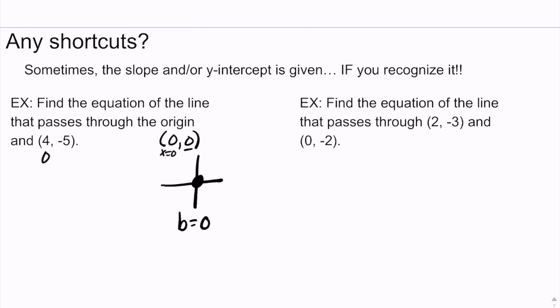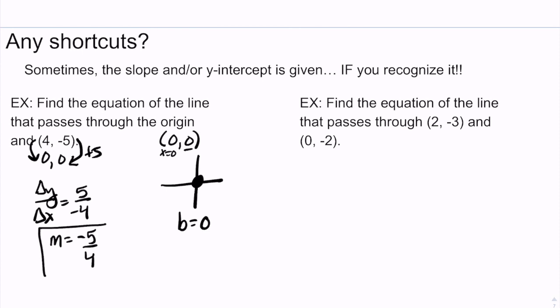The only thing now that you would have left to do is to find your slope. So delta y over delta x. From negative 5 to 0, it went up 5. From 4 to 0, it went down 4. Now remember, with slope, fractions aren't simplified with negatives in the denominator. So a positive divided by a negative is a negative. We would write that as negative 5/4. And b is 0. So y equals negative 5/4 x.